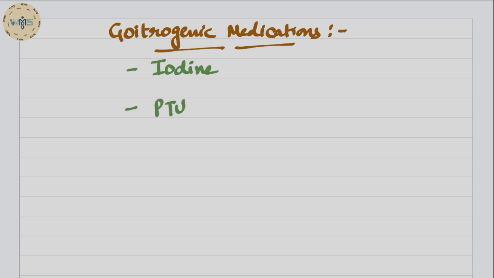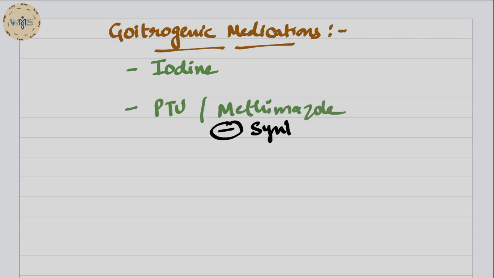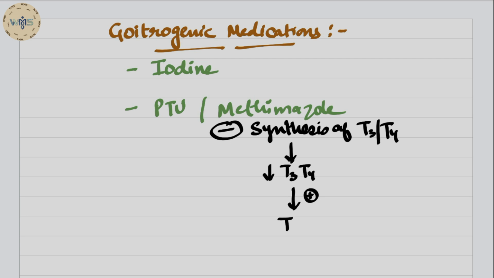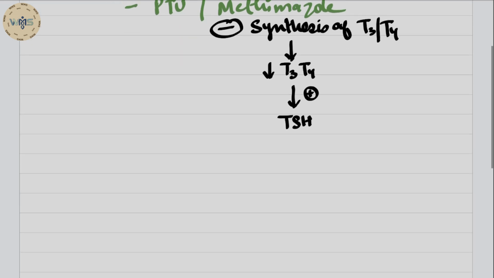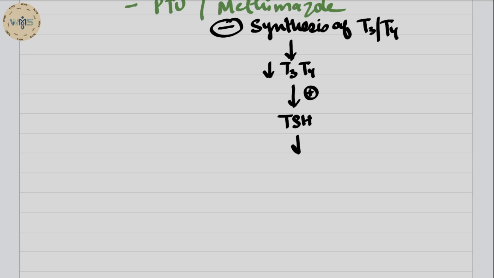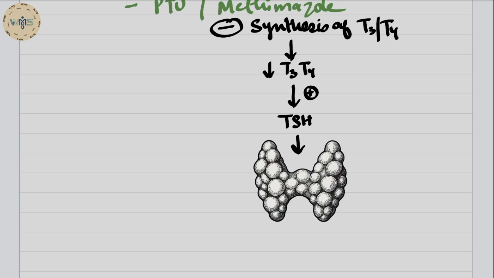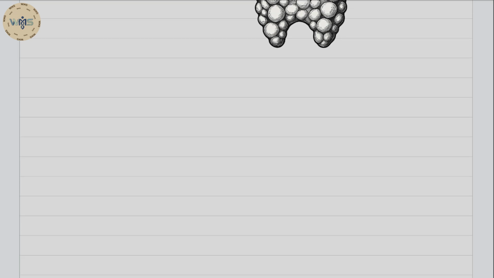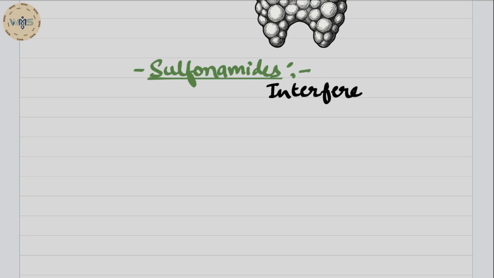The goitrogen medications include iodine, and the antithyroid medications such as propylthiouracil and methimazole, which also inhibit the synthesis of thyroid hormones. As a result, the thyroid hormone levels fall, which stimulates the pituitary gland to release more TSH. This persistently high TSH level keeps stimulating the thyroid gland, leading to its enlargement. And other drugs include sulfonamides. Sulfonamides can interfere with the synthesis of thyroid hormones, especially when taken for a long period.